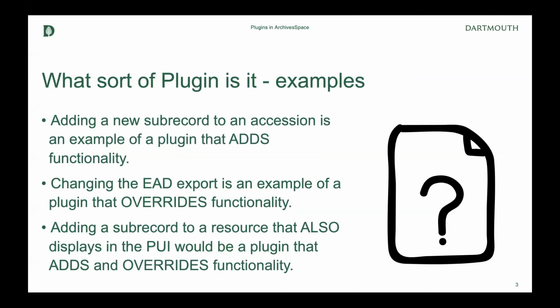So here are some examples of what sort of plugins you might build. Something that adds a new subrecord to an accession, for example, is a plugin that adds functionality. If you wanted to change the EAD export, that's going to be overriding functionality that's in the core code. And then you can typically have a mix of both, where you add functionality, but you're also doing something else with that new data that's going to affect some of the core views.